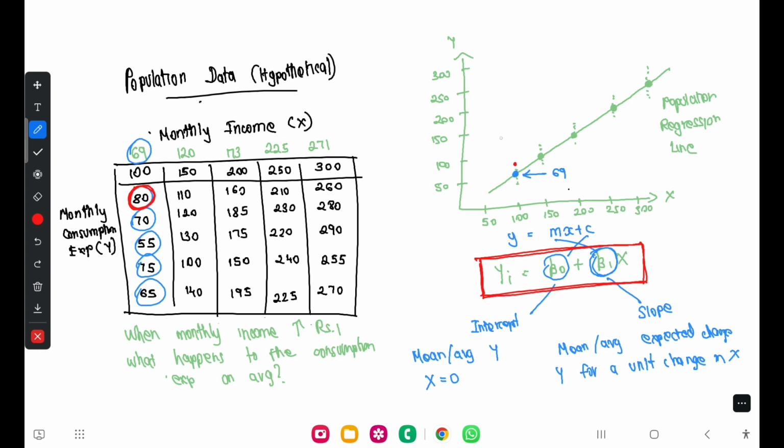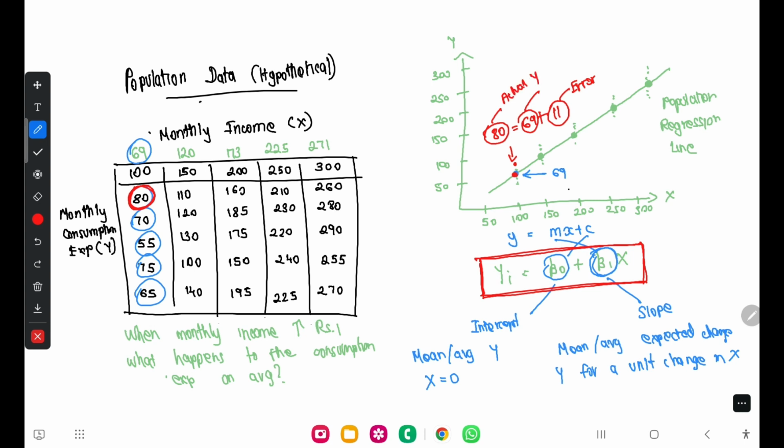Okay, if you take this 80, it comprises of two things: this 69 plus, what is 80 minus 69? 11. So 69 is the average value which we got, the average value of y when x was 100. And this is a difference which we call the error term. Together we get the actual value of y.